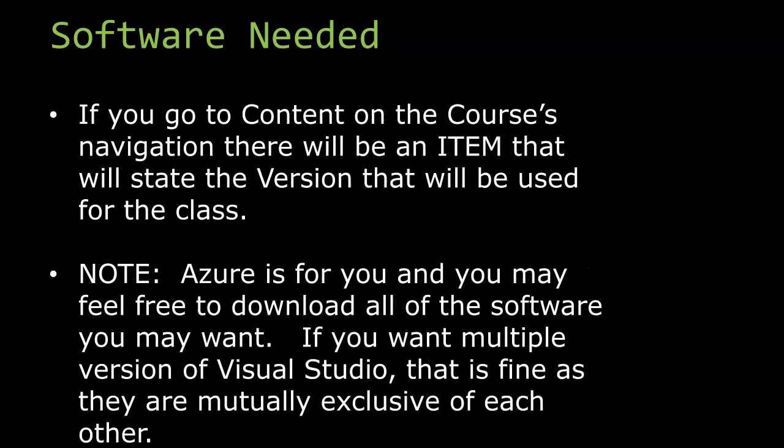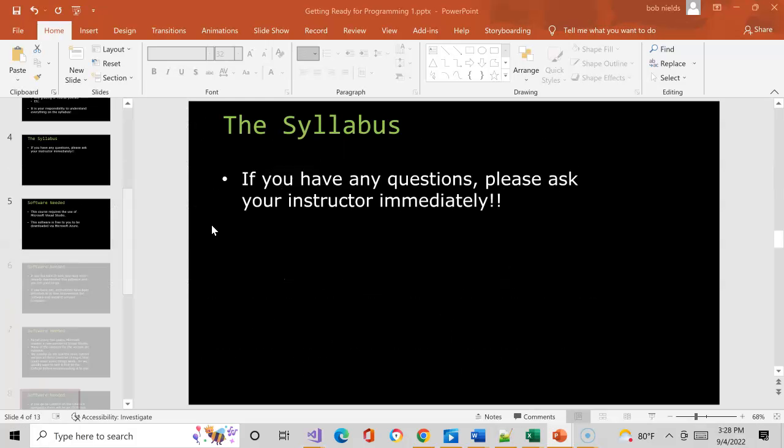What you're going to be using is, you need to make sure that you go to the content under the course navigation, where we'll have some instructions. It will tell you the version we should be using for that particular course. I'm not going to give you a number in this video because it's going to change, and I want to keep this video useful for a few years. But let me show you where that would be.